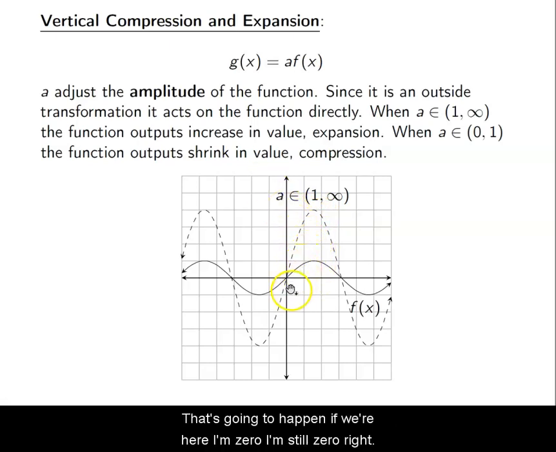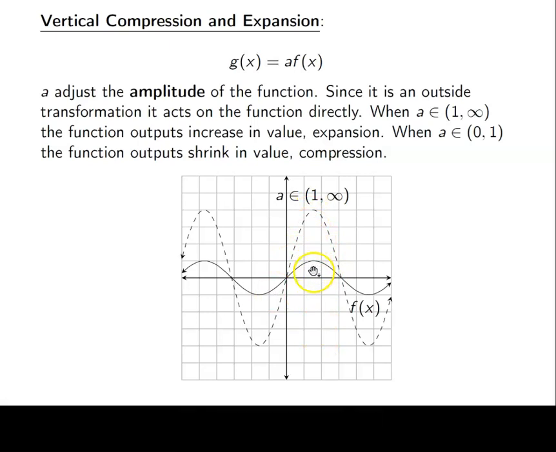Then that's going to happen everywhere. Here I'm 0, I'm still 0, right? 0 times 4, the output of 0 times 4 is still 0. If this is a value of 1/2, for instance, well, then its output would be 2. Okay, so everything is multiplied, right? Everything is larger, so it just grows the outputs of my function.